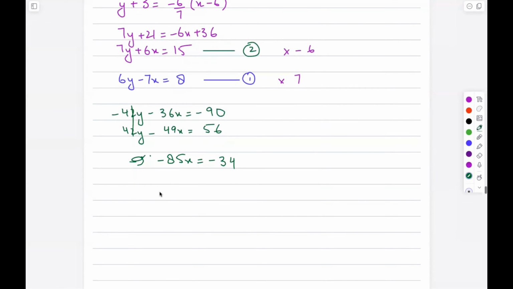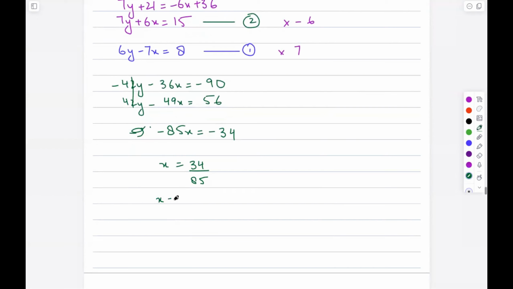So the negative signs will cancel out and the x coordinate will be 34 upon 85. And we can divide by 17 and simplify, so this will become 17 times 2 and 17 times 5. So the final value for the x coordinate will be x equals 2 upon 5.